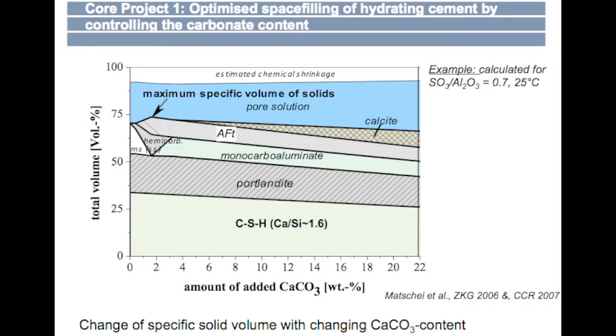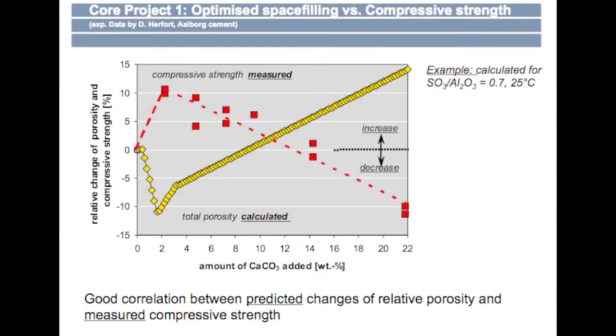And what we found basically is that if we really master this reactivity of alumina, and we know how much of the limestone can react, we can try to use these relations and optimize the cement with respect to maximum space filling. You can see here that as a function of limestone content, the space filling will increase first and then decrease again. And this is a very nice thing because you can use these relations to optimize your cement for maximum space filling or minimum porosity.